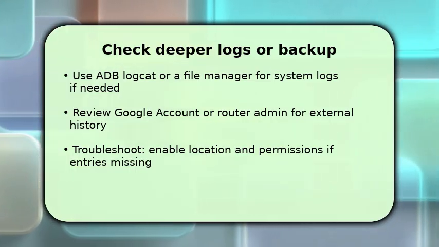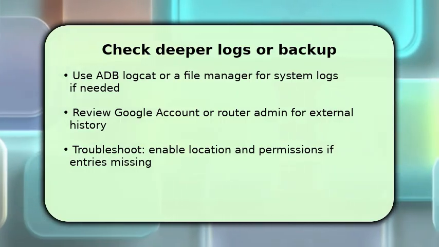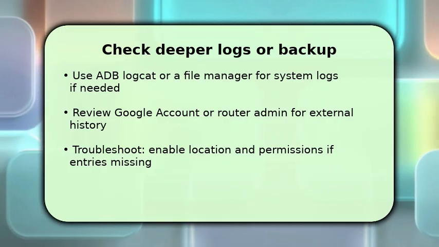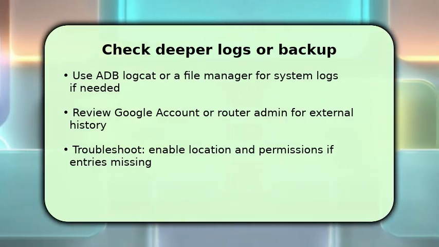These are independent sources. If you can't see expected entries, make sure location and necessary permissions are enabled, then retry. Without them, Android may restrict access to saved network details.